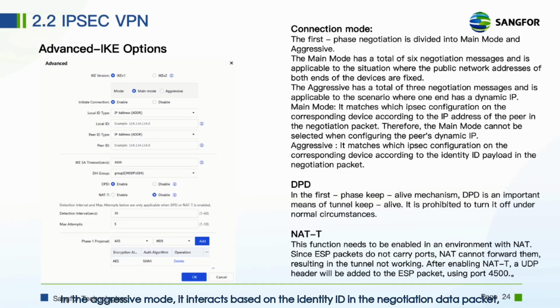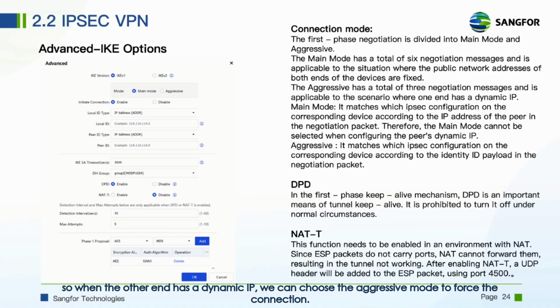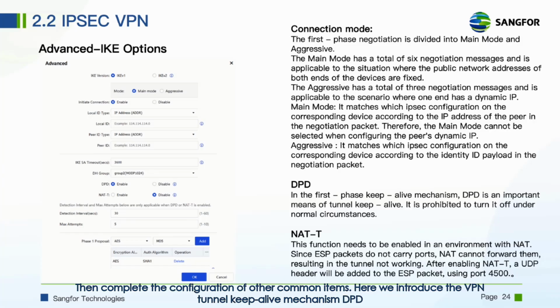In the aggressive mode, it interacts based on the identity ID in the negotiation data packet. So when the other end has a dynamic IP, we can choose the aggressive mode to force the connection. Then complete the configuration of other common items. Here we introduce the VPN tunnel keep alive mechanism DPD. DPD is an important means of keeping the tunnel alive.